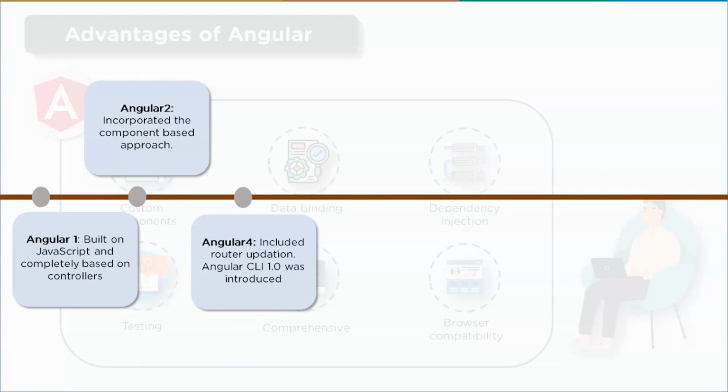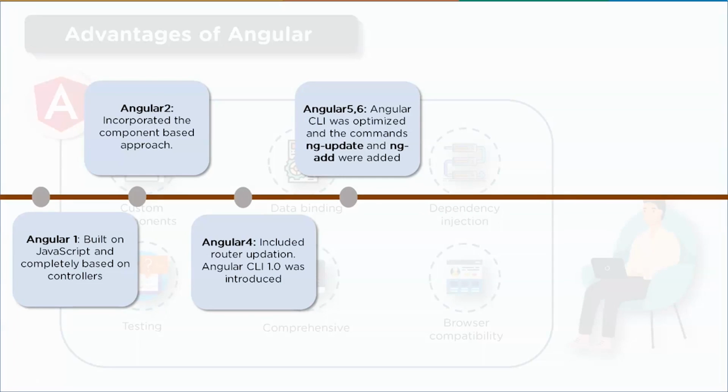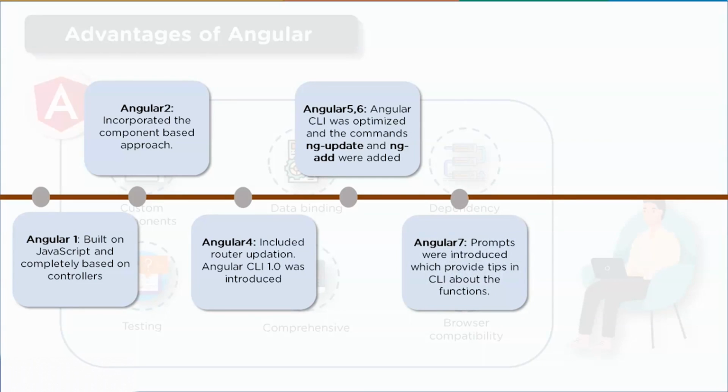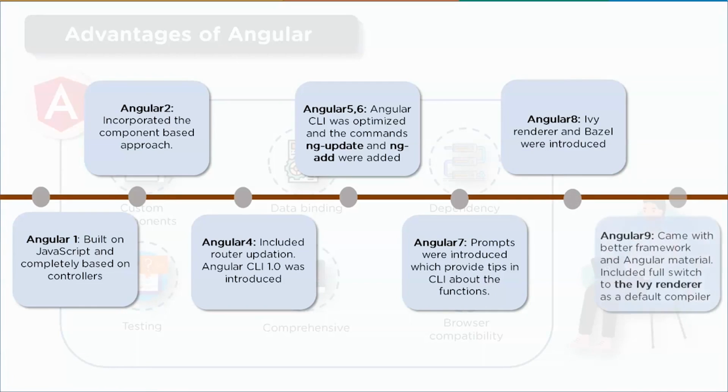It included router updation. Angular CLI or Command Line Interface 1.0 was introduced, however not deployed. In this release, the Angular CLI was optimized and commands like ng-update and ng-add were added. In the Angular 7 release, prompts were introduced which provided tips in CLI about the functions being used. In Angular 8, Ivy Renderer and Bazel were introduced. And finally, the most recent release was Angular 9. Now this came with the better framework and Angular material. Now this completely switched to the Ivy Renderer as a default compiler.